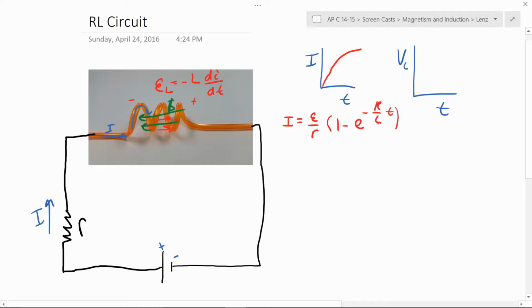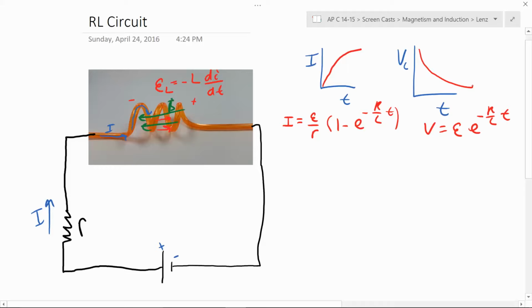And the voltage, similarly, in the beginning, the voltage of the inductor, rather, is going to be the same as the battery voltage, but in the opposite direction, opposing it. And then it's going to exponentially decay. So that's going to be E, the battery voltage, times e to the minus R over L t. That's going to look like your regular decay. So very similar to what we saw for capacitors. If it's just a matter of remembering it for a multiple choice question, understand this.